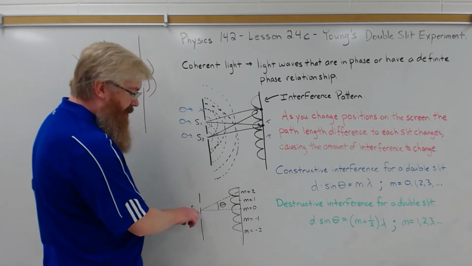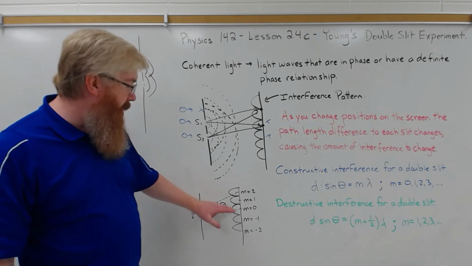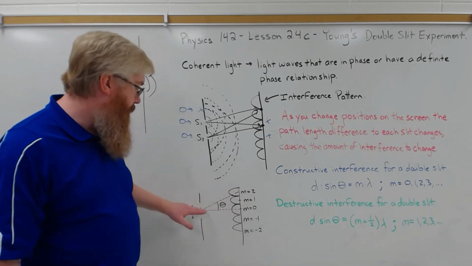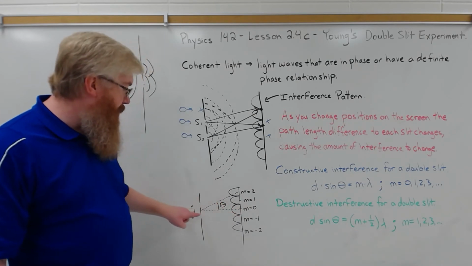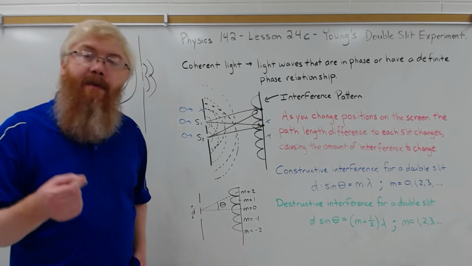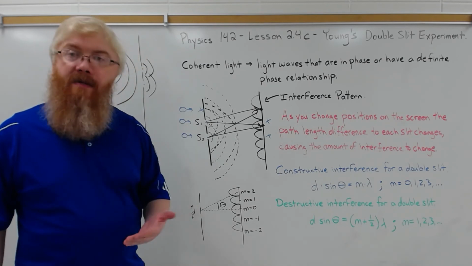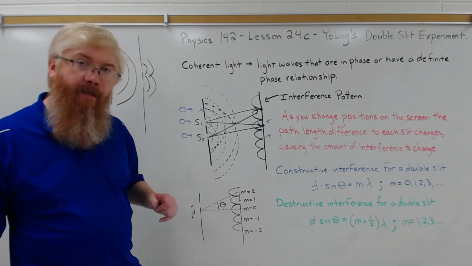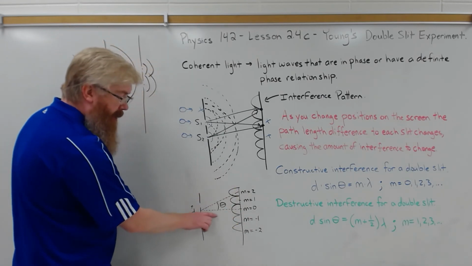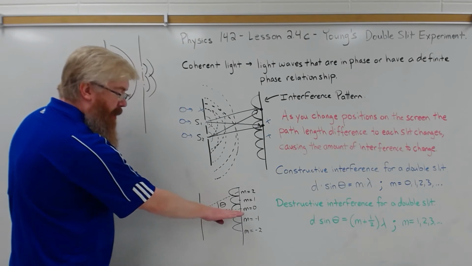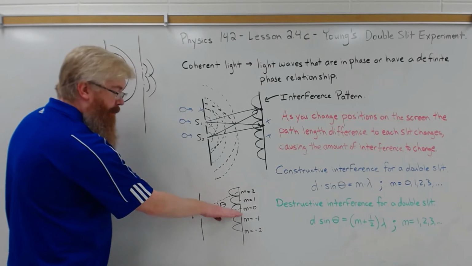Now I'm going to take the central spot between the two slits and draw a horizontal line to the screen. So light that hits that spot between these two slits travels the same distance from each slit. So that light is in phase. So you get a bright spot in the middle. Now, as you move up and down the screen, you're changing the angle. So the angle is 0 here. You're going to some positive or some negative angle.